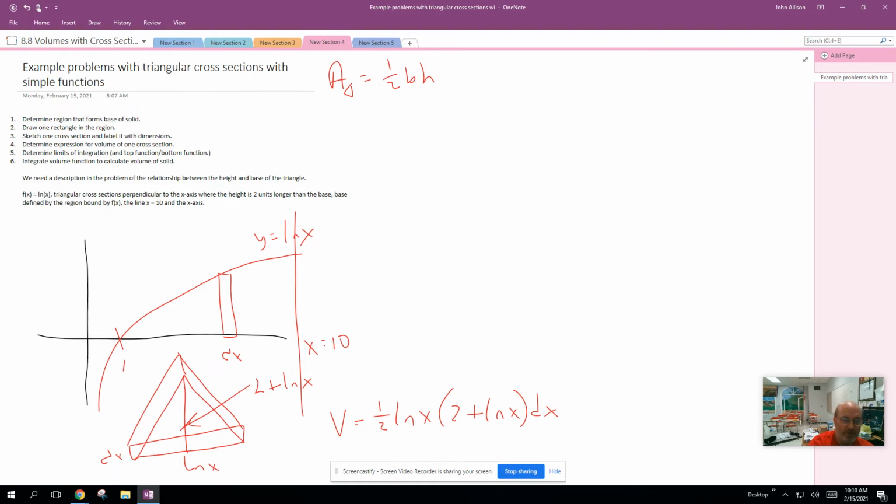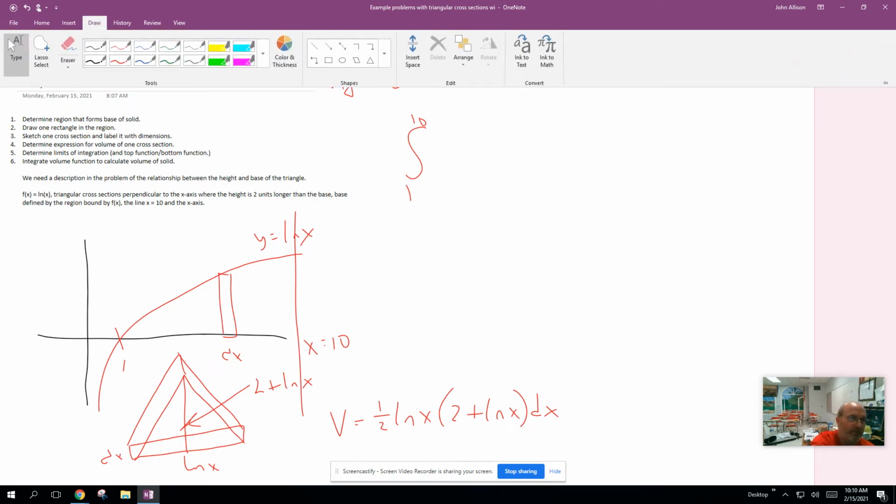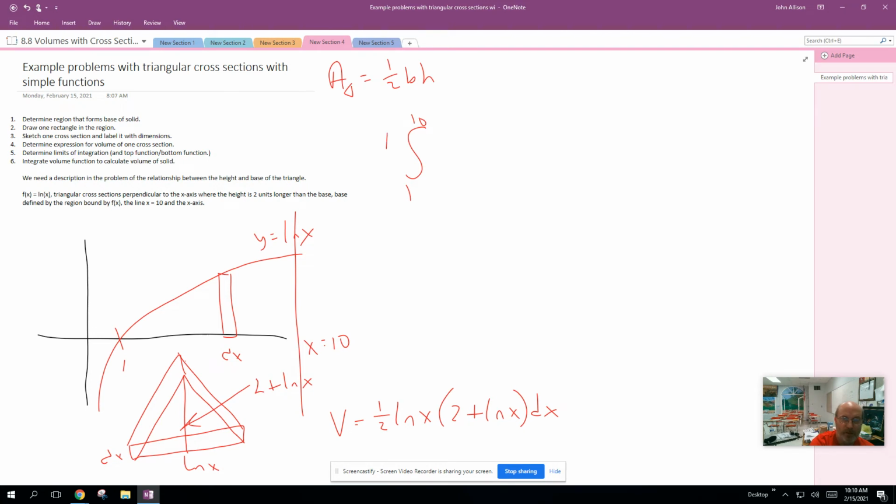If we're going to do all of them to get the entire volume of the entire solid, we're going to integrate from the lower limit to the upper limit of integration. And we'll do all of these cross sections. So that means we'll pull the 1/2 out, ln x times 2 plus ln x times dx. And if we have to just set up the integral, we're done there.